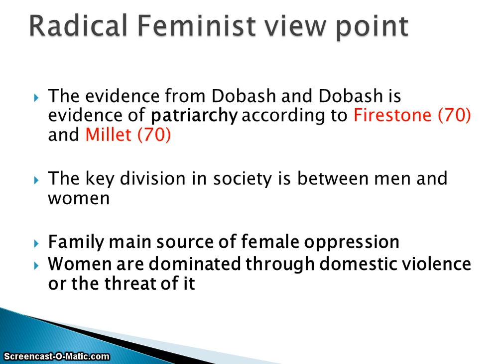Radical feminists obviously say that family is the main source of this female oppression, and that women are dominated through domestic violence or a threat of it. So it's a further extension of this patriarchal oppression, that women have this threat of domestic violence hanging over them. And like I say, it doesn't have to be physical necessarily, it can be financial. So if a woman doesn't have any money, she can't go out.